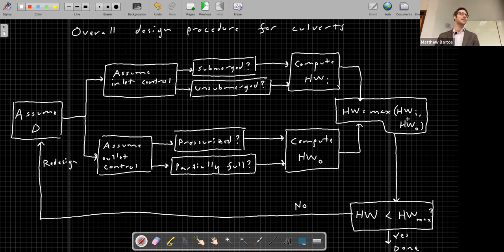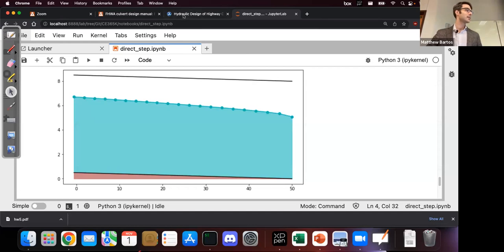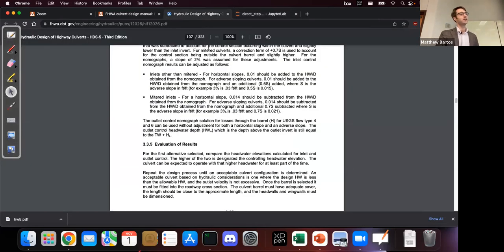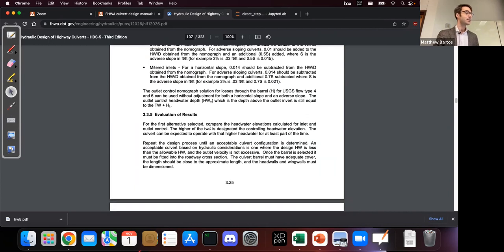Just the more conservative option. Right. It essentially allows the design to be conservative. I actually looked this up because there's not really a good explanation for where this comes from. If you go to the Federal Highway Administration manual, they will say that essentially the design headwater depth is the maximum of these two. And the reason they give is that the higher of the two is designated the controlling headwater elevation because the culvert can be expected to operate with that higher headwater for at least part of the time.